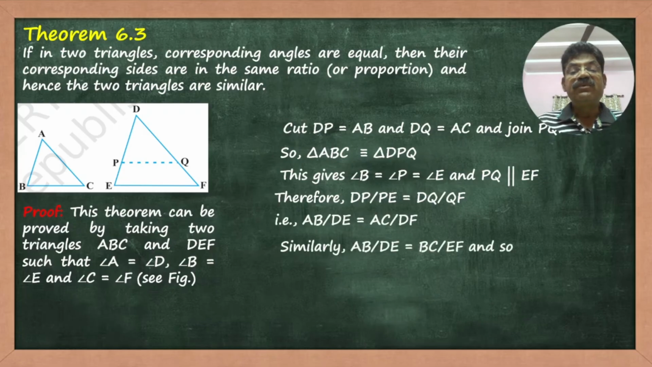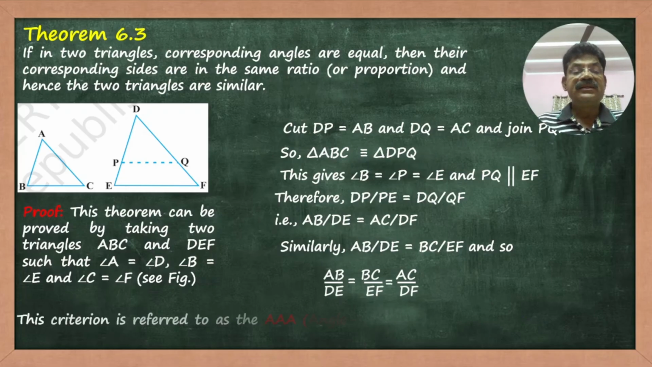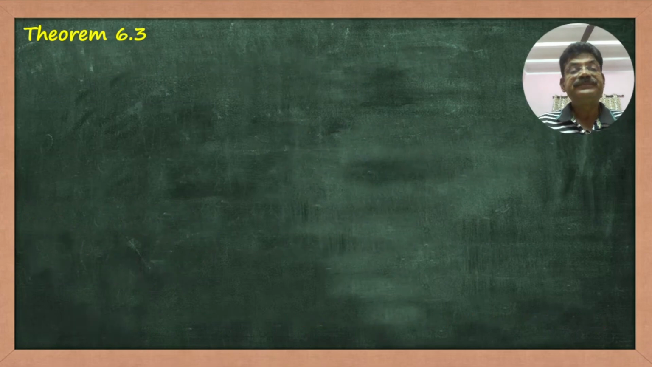Similarly, you can prove AB by DE is equal to BC by EF, and hence AB by DE is equal to BC by EF is equal to AC by DF. This criterion is referred to as the angle criterion for similarity of two triangles. A criterion for similarity of two triangles.